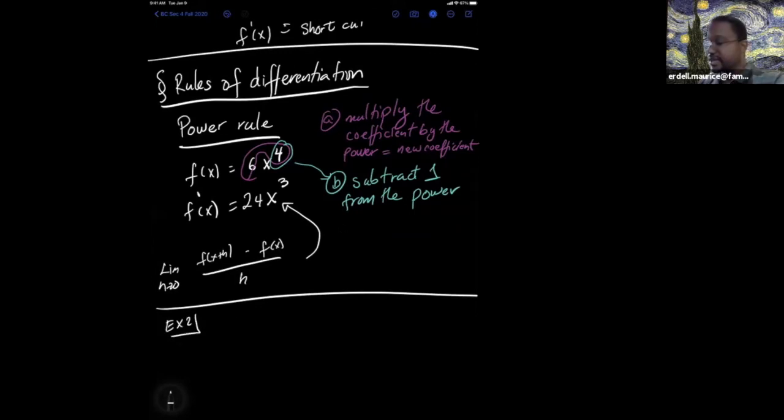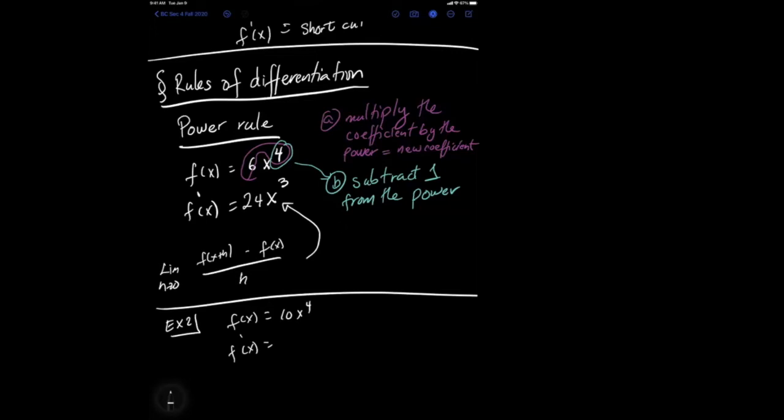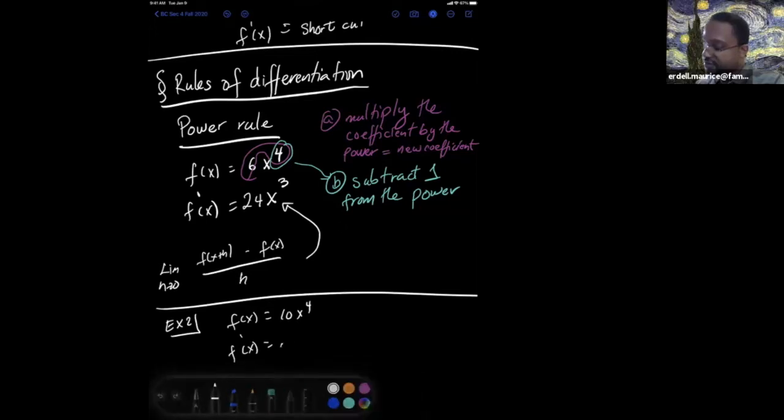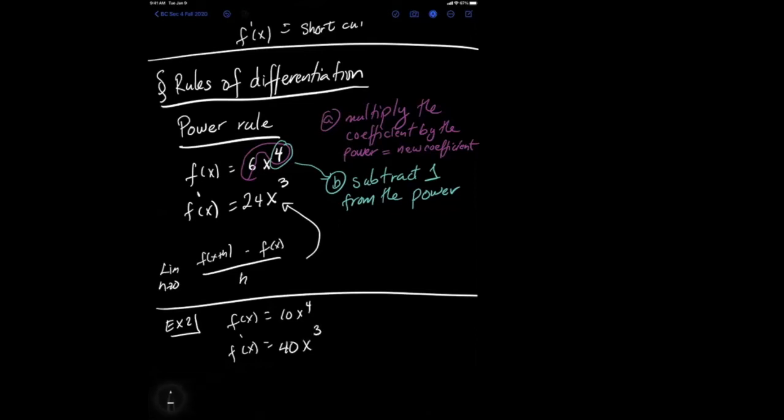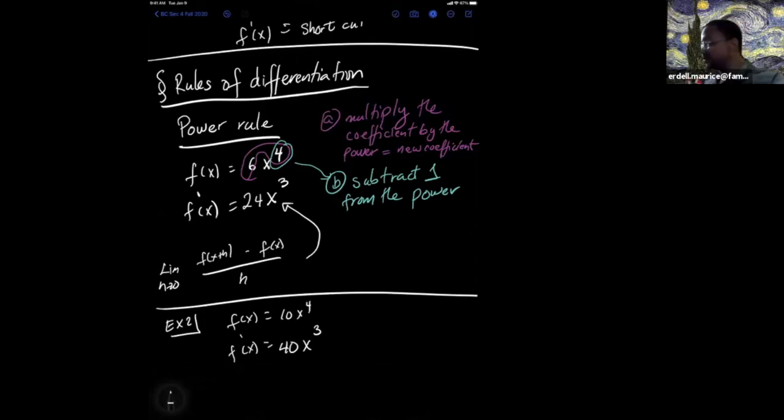So if I tell you f of x is equal to 10x to the 4th power, what would be the derivative of this function right here? Somebody say that loud. 40x to the 3rd power. Oh, you're saying the right thing, I'm writing the wrong thing. 40x to the 3rd power, and that would be my derivative right here. Questions there?